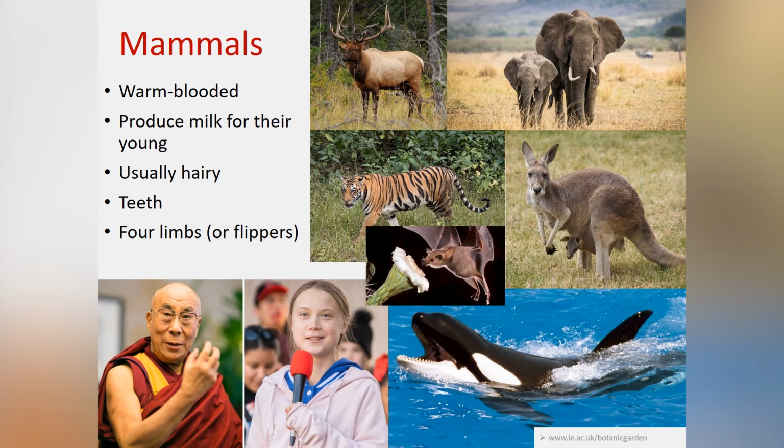The class of mammals includes humans. Mammals are warm-blooded. They give birth to live young and receive milk from the mother. They are usually hairy and have teeth. Most have 4 limbs. This can be 4 legs or 2 arms and 2 legs. Whales and dolphins have 2 flippers.